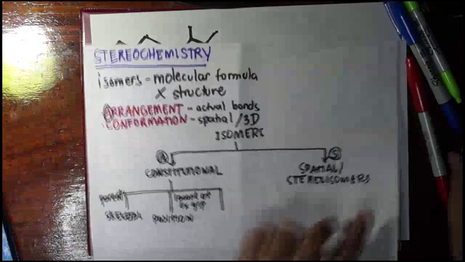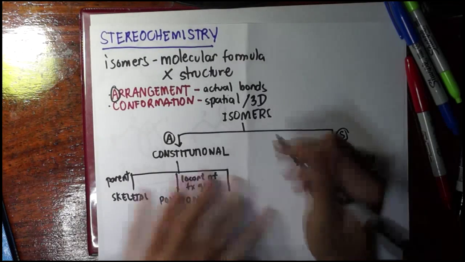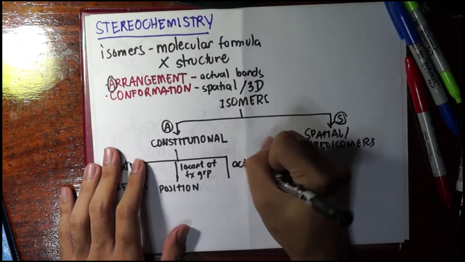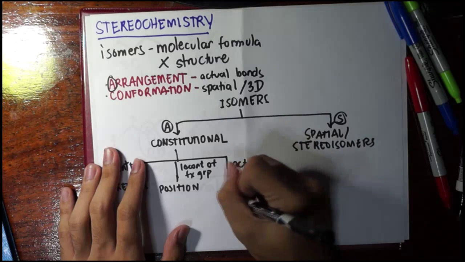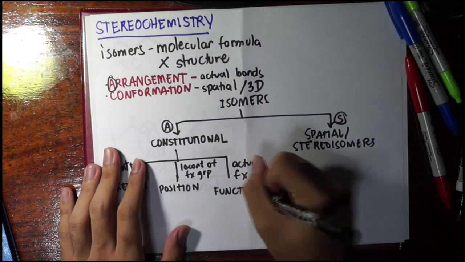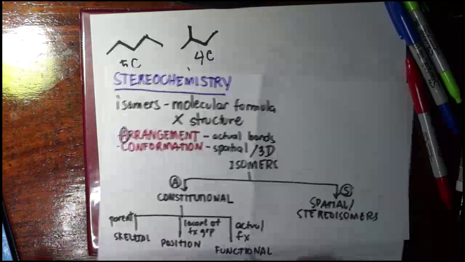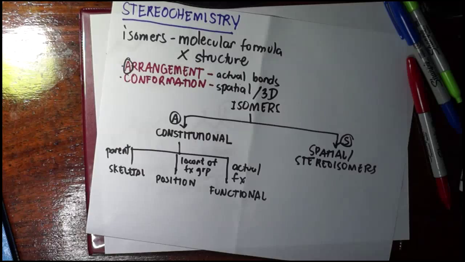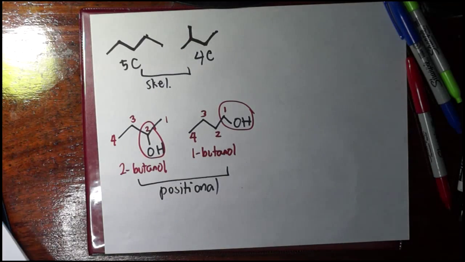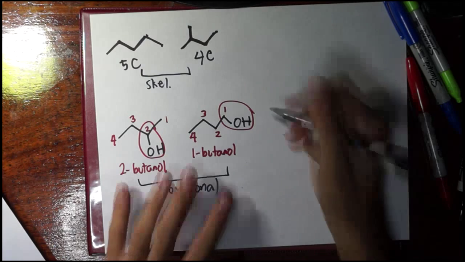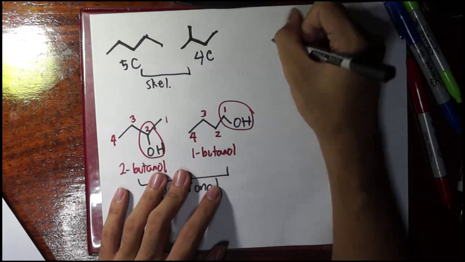Now, the third type is if the difference is the actual functional group. Obviously, the name is quite common sense: functional. For example, go back to this paper. For example, I draw ethanol.